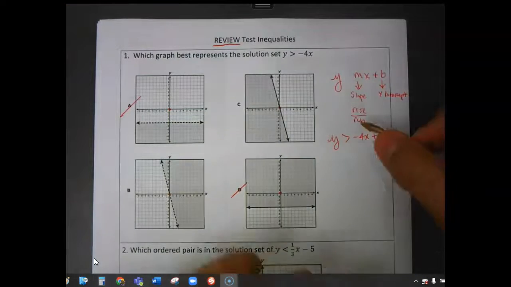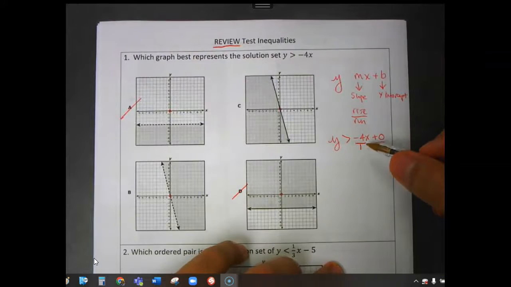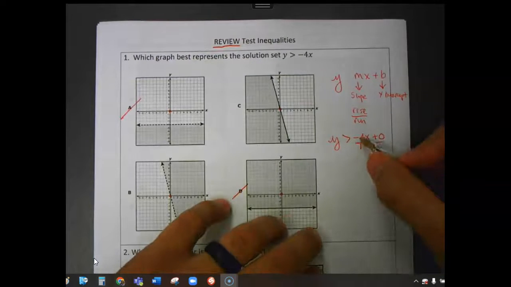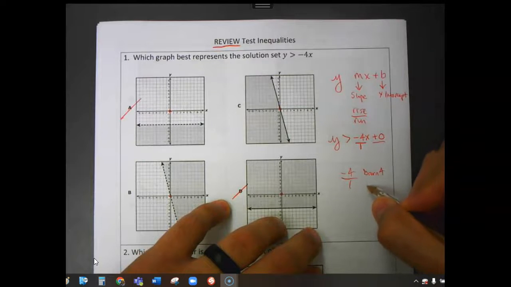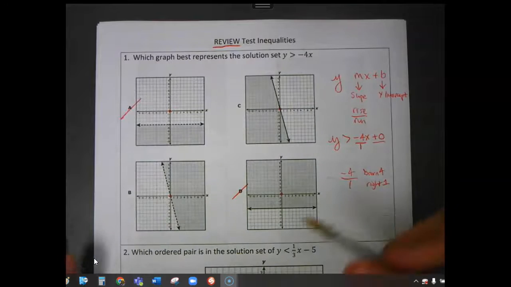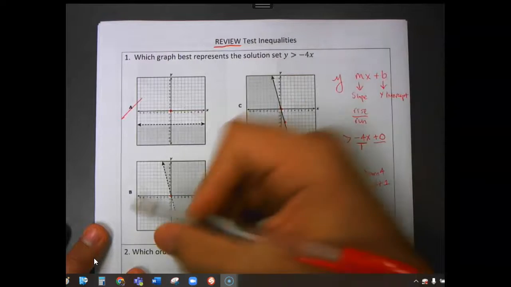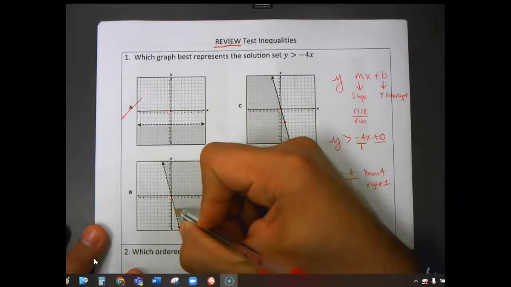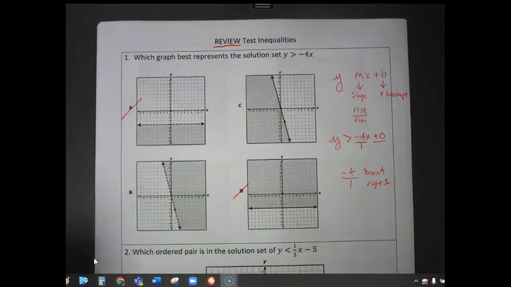Now, negative 4x is really negative 4 over 1, right? A whole number can be over 1. And that means negative 4 over 1 means down 4, right 1. Cool. So, I see letter C and letter B go down 1, 2, 3, 4 over 1. That works. 1, 2, 3, 4 over 1. That works. Okay. So now C and B have both correct lines, but the question is which one's right.